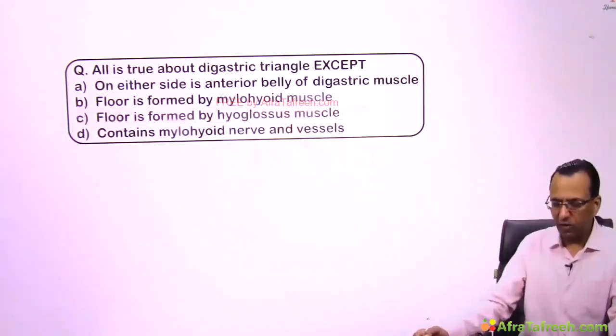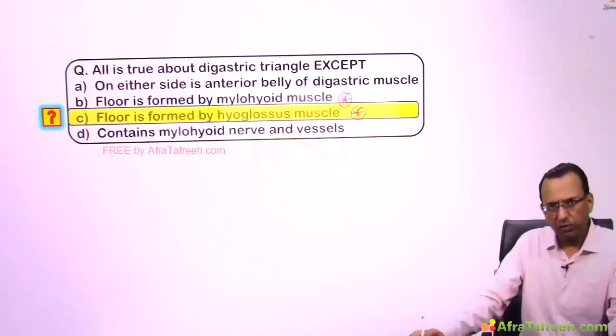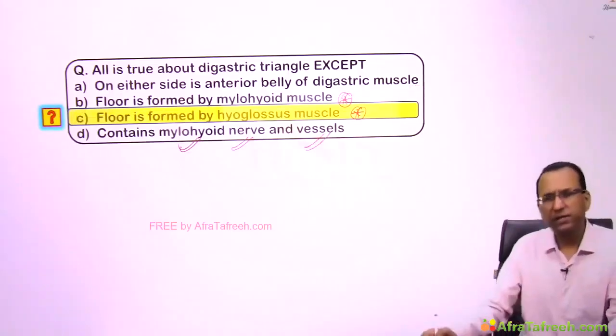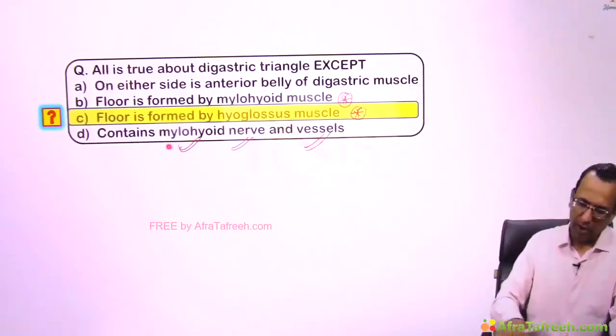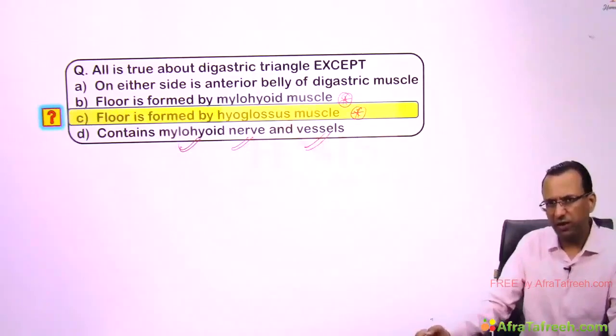If hyoglossus is at the floor of the digastric triangle along with the mylohyoid, can I see them again? You mean to say two muscles at the floor of the digastric triangle? Yes. And is the mylohyoid nerve there? Why not? The mylohyoid muscle is there, so the nerve will be there. The mylohyoid muscle is supplied by the mylohyoid neurovascular bundle at the floor of the digastric triangle. No problem with choice D.